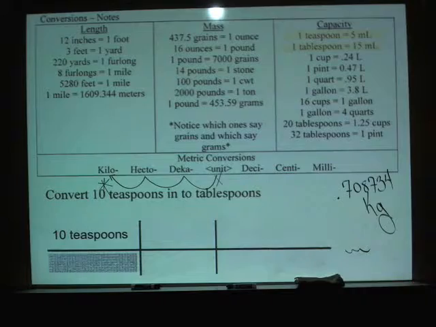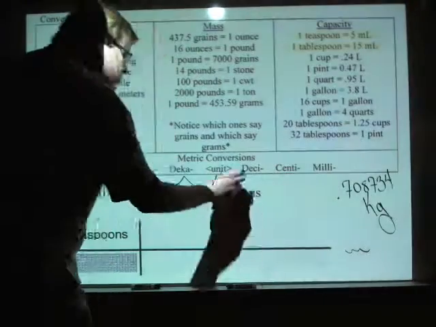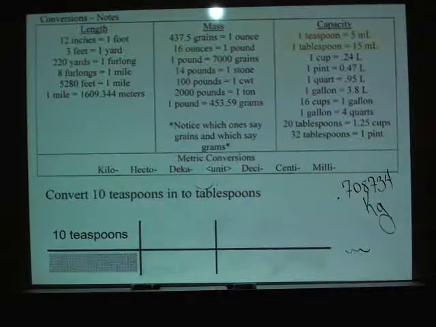All right, in the next one, we're supposed to convert 10 teaspoons into tablespoons.